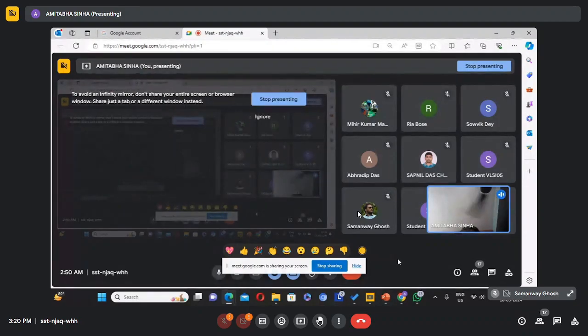For example, you just take the example of an FPGA. FPGA is what? It is a programmable hardware device, isn't it? A hardware device which can be programmed. So this program, you write using a hardware description language like VHDL or Verilog.